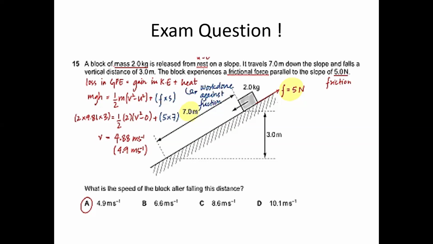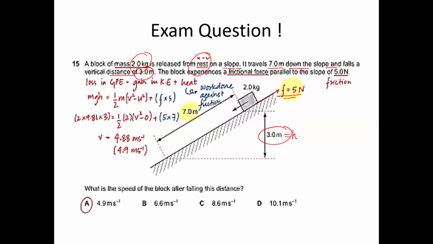The question says that there is a block. The block has a mass of 2 kg. It is released from rest on the slope and travels 7 meters down the slope, and it falls a vertical distance of 3 meters. You can also call this your vertical height, and it is falling from top to bottom. The block experiences a frictional force parallel to the slope. So this is the frictional force F of 5 Newton in the backward direction, and the block is moving downward.